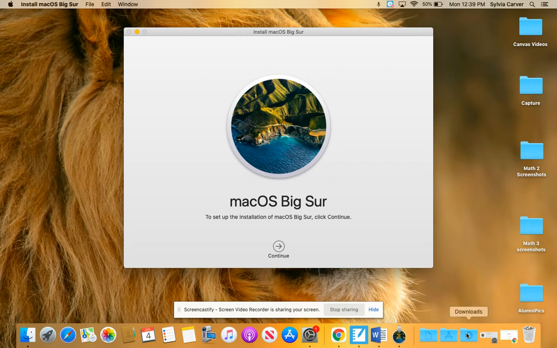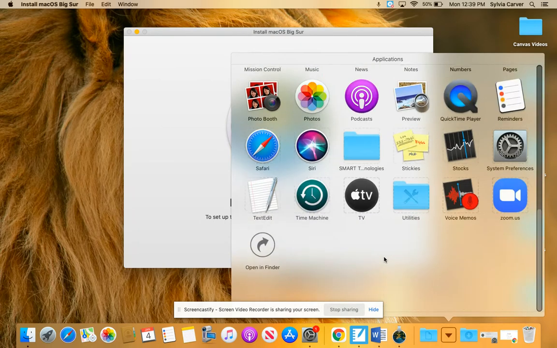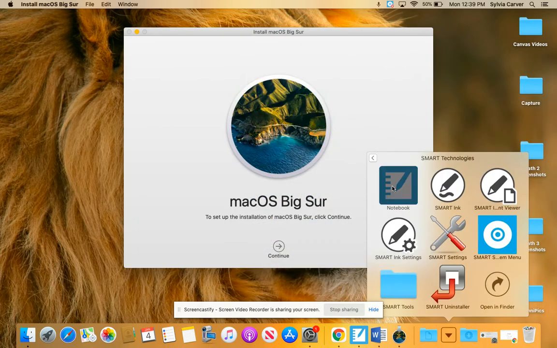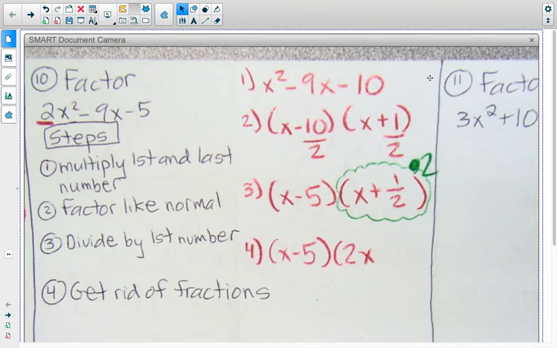And I lost my smart board there. Let's see if we can get it back. Technology. Here we go. My computer was updating in the middle.